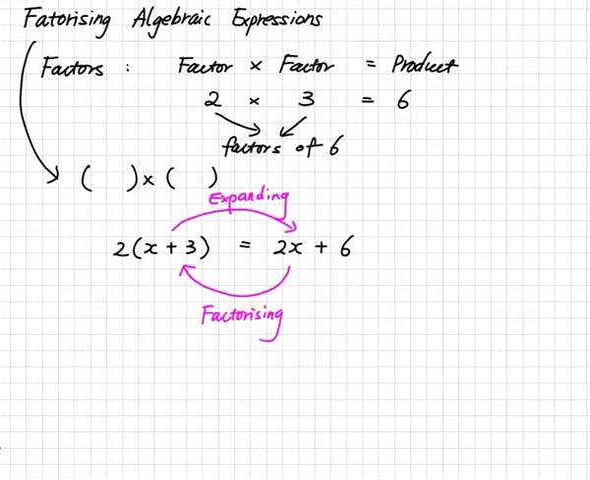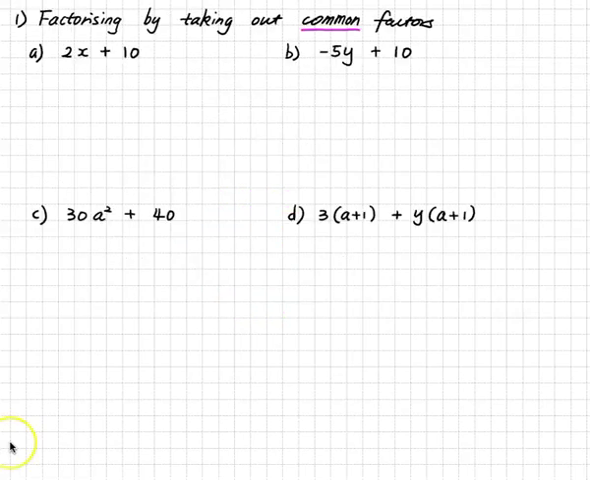So today we're going to have a look at a couple of examples of how to actually factorize algebraic expressions, and at the end we're going to reach something times something. The first case is factorizing by taking out common factors. In fact, we want to take out the highest common factors. So let's have a look at question A.